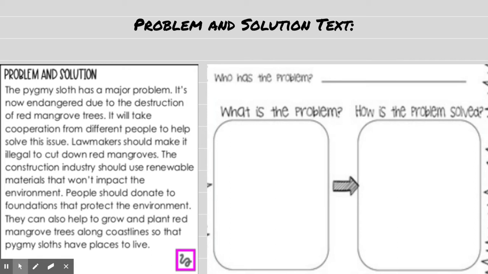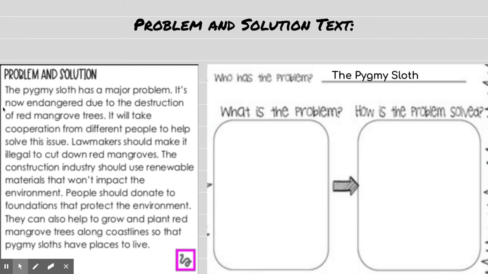So I want you to think back to what we just read. So who in our text has a problem? Who is the problem, or what is the problem? Who is it about in our text? Good. So we know that who has the problem? The pygmy sloth has a major problem. And the first sentence of our text tells us that.